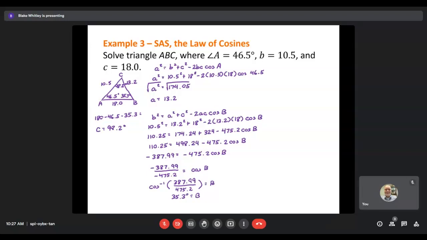And as always, once we know two of our angles, then we subtract from 180, and that should give us our last angle.